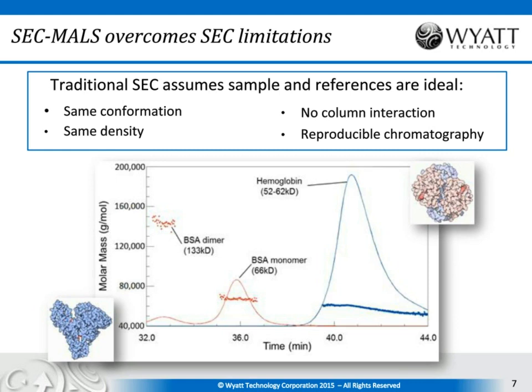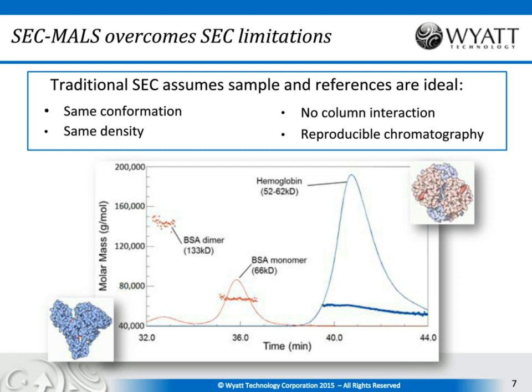So if there are some variations in, say, aging of your column over time, you need to recalibrate on a regular basis. Actually, light scattering obviates the need for all of those assumptions and gives you the information on molecular weights directly and independently of elution time.